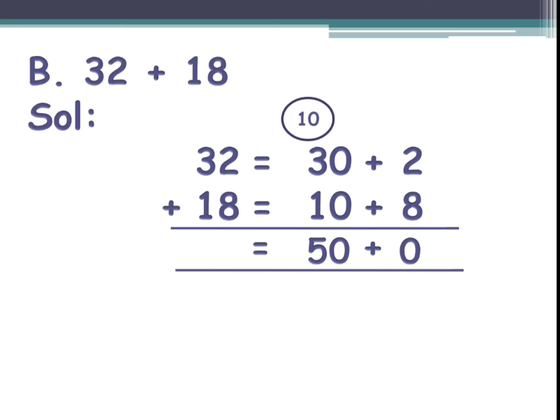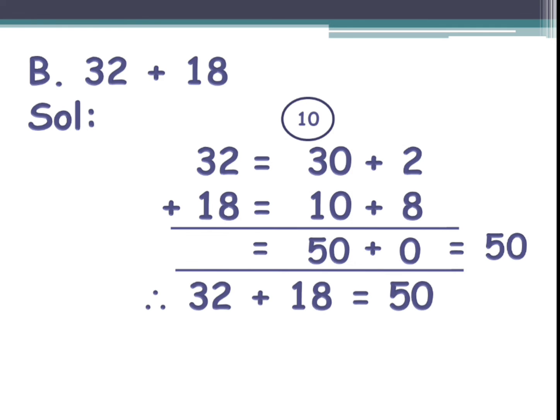Now 50 plus 0 you have here. 50 plus 0 will give us 50, so you will write equal to 50. That means when we add the numbers 32 and 18, you get the answer as 50. Therefore, 32 plus 18 is equal to 50. In this way you need to expand the numbers and add them. When you are adding, sometimes you might not get regrouping, sometimes you get regrouping. In the previous block we did not get any regrouping, and in this block we are learning that also.